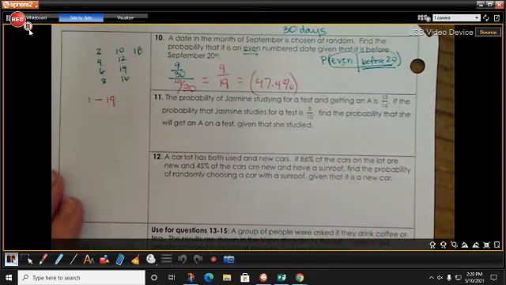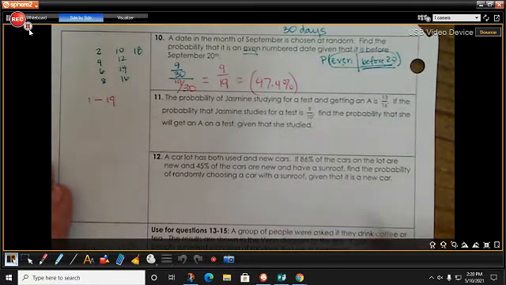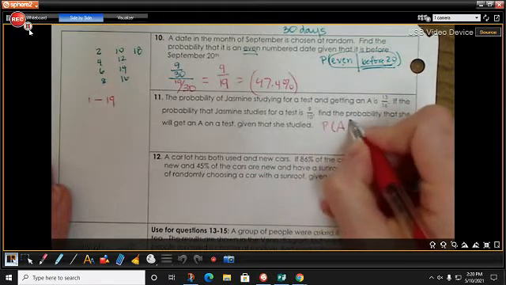Number 11. The probability of Jasmine studying for a test and getting an A is 13 out of 16. Oh, nice. They gave us the probability. If the probability that she studies for the test is 9 out of 10, find the probability that she'll get an A given that she studied. Okay, so we're looking for the probability of getting an A given that she studied.